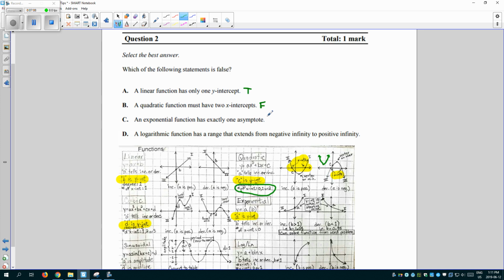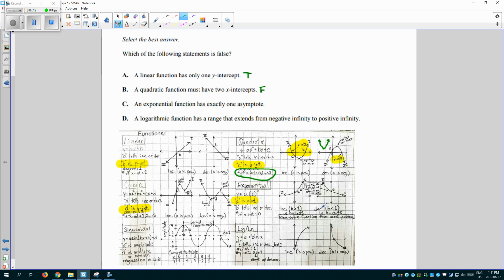An exponential function has only one asymptote. Now an asymptote is where a line starts to approach but never crosses that point. And so that is actually true, even though that term is not on your reference sheet. We can see that an exponential function, this one here, will be coming close to 0, but will never actually be 0, and that's an asymptote. And same thing here, never actually is 0.